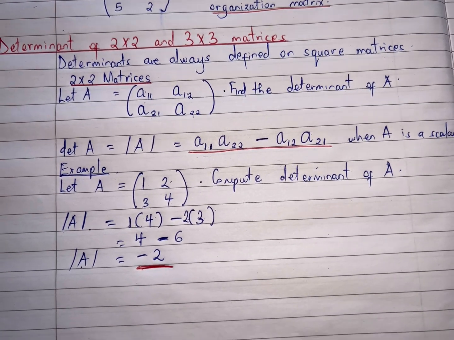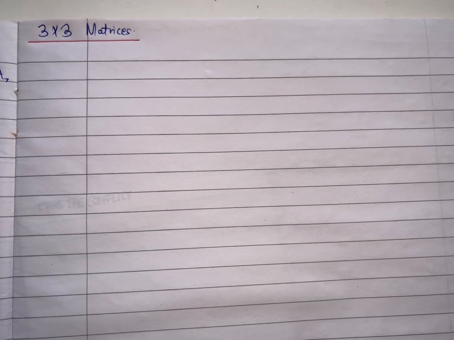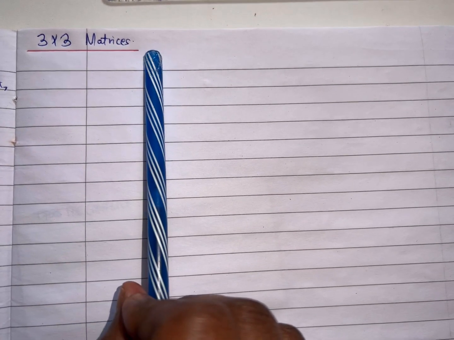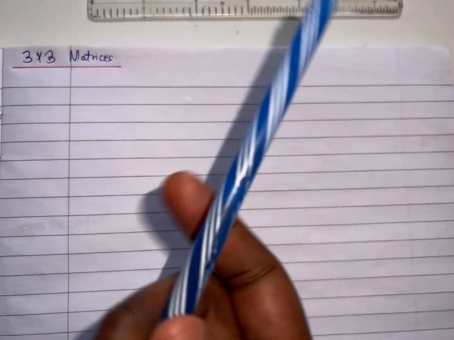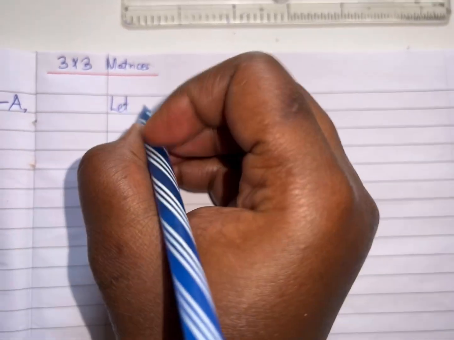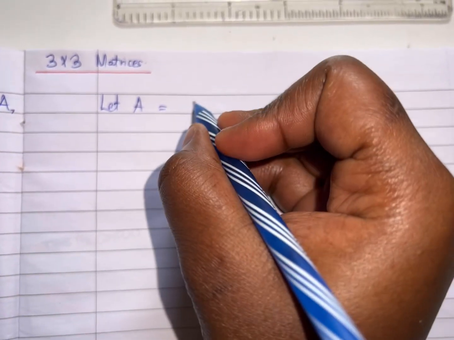We'll move on to the 3 times 3 matrix. In 2 times 2 matrices, we have 2 rows and 2 columns. In a 3 times 3 matrix, we're going to have 3 columns and 3 rows. So here is an example, which stands as the formula for working out a 3 times 3 matrix.